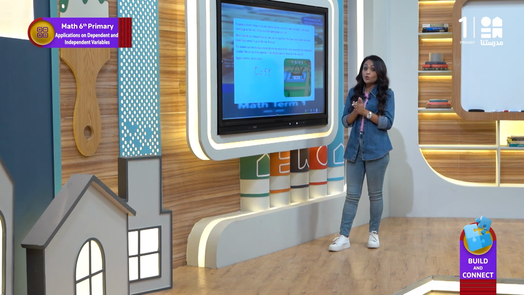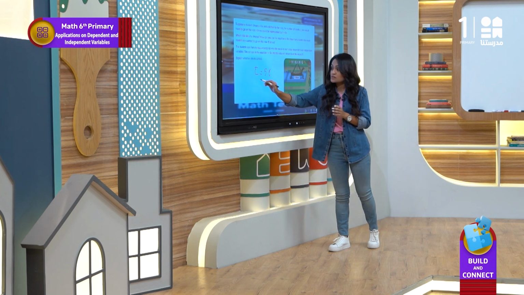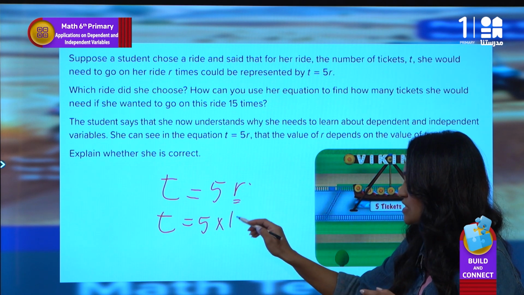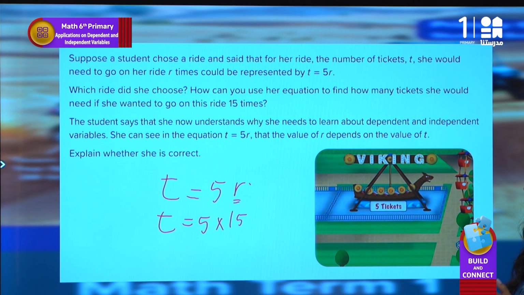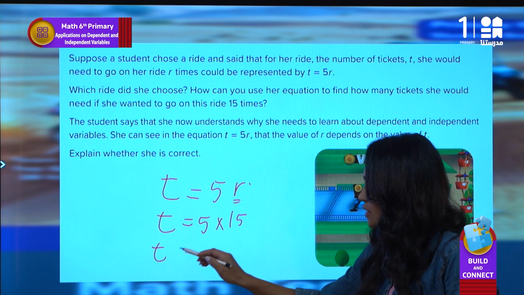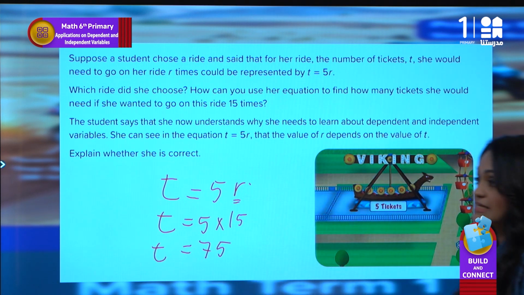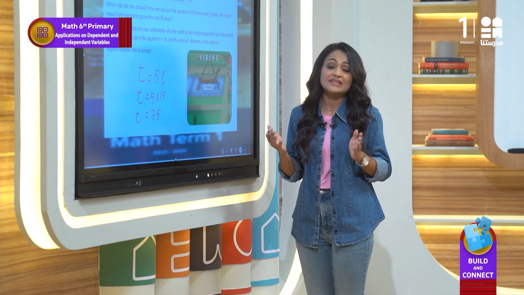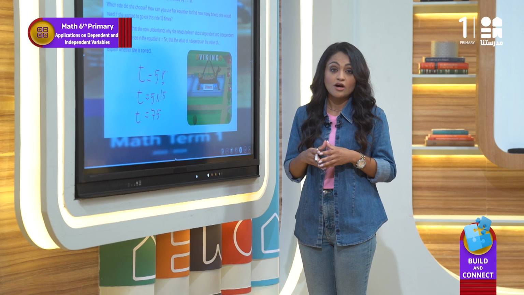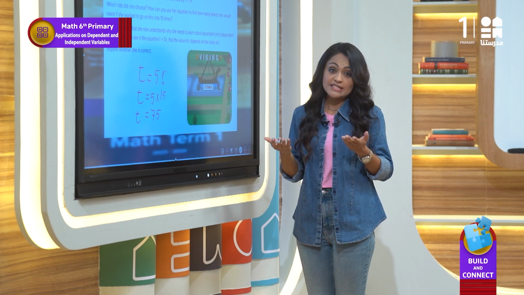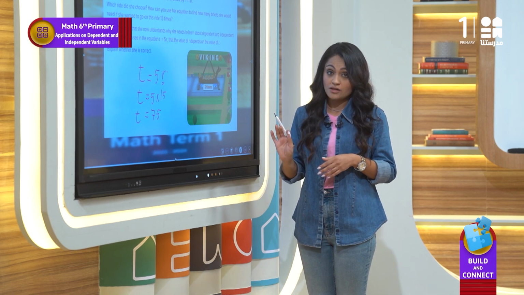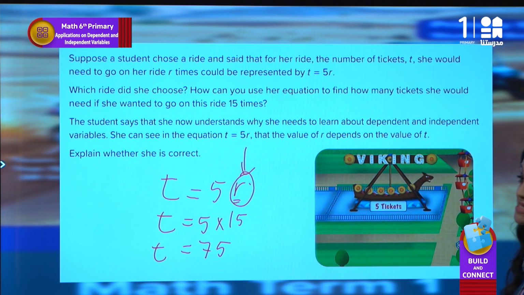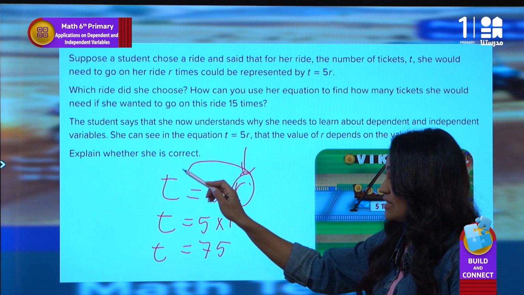r is the number of times I will ride the game. As we said, the total number of tickets equals 5 multiplied by what? r, we said it's 15, which means T equals 75, exactly. So, our friend was able to determine the dependent and the independent variables from the equation, right? So she said that the value of r is dependent. She said that r is dependent on the value of t.